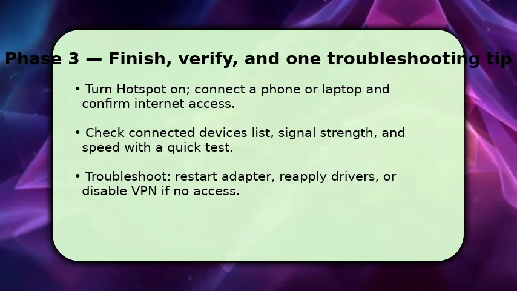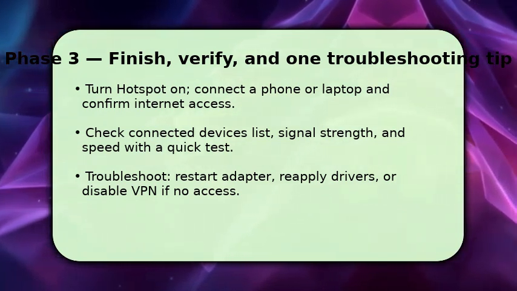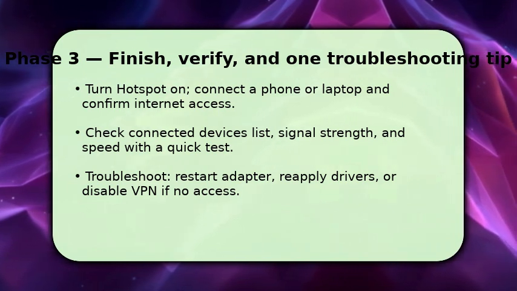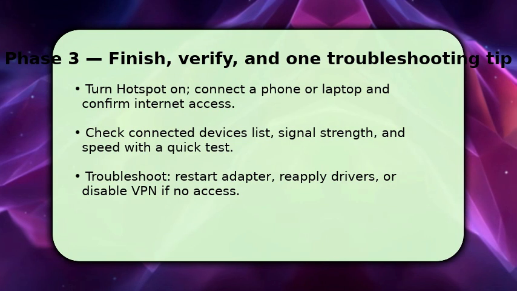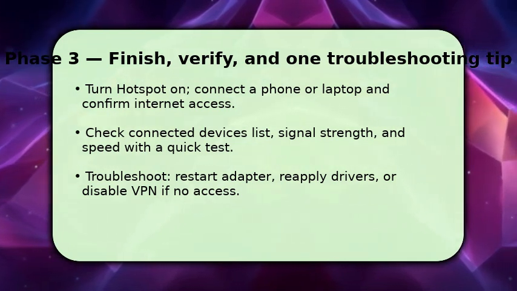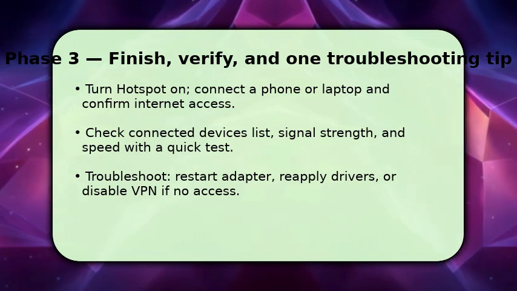If something fails, restart the Wi-Fi adapter or the desktop, reapply the network drivers, and temporarily disable any VPNs. Those often block shared routing. If problems persist, toggle SSID visibility and repeat the connection test.